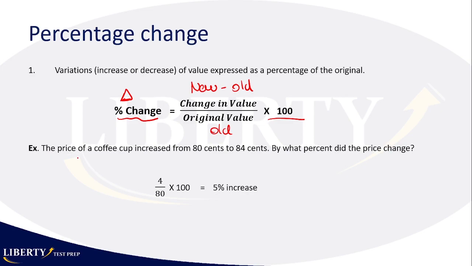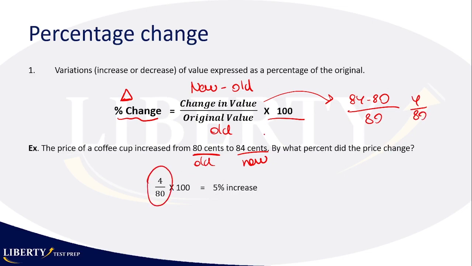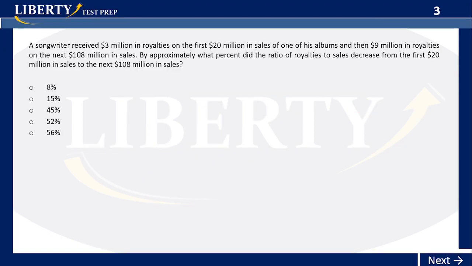So now, an example: the price of a coffee cup increased from 80 cents to 84 cents. Here we have the old price, here we have the new price, and if we want to apply our formula, we take the change in value, the new one, 84 minus 80, and at the bottom we have the old one, 80. So this is 4 over 80, times 100. So there you have a 5% increase. It's pretty simple. Now we're going to do one exercise with this.